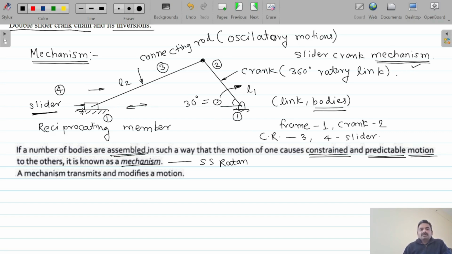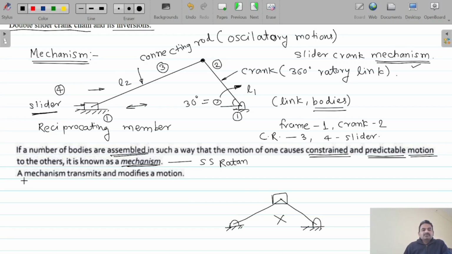Here we cannot connect our slider like this. There should be a proper assembly. The slider cannot be connected over here and then the connecting rod. It's not the case. If the connecting rod is connected to the fixed link, this will not be a mechanism. For a mechanism, the assembly should be such that the motion is constrained and predictable. Then it is known as a mechanism.